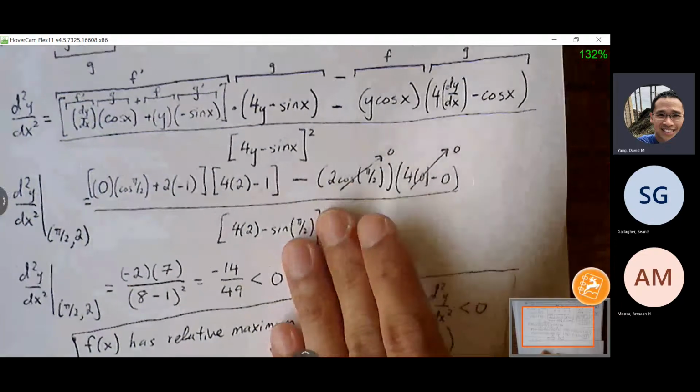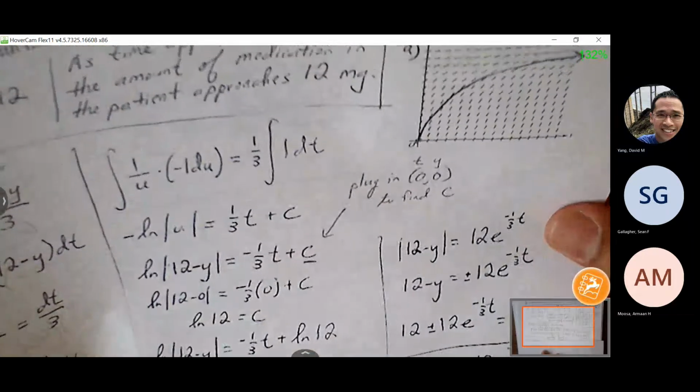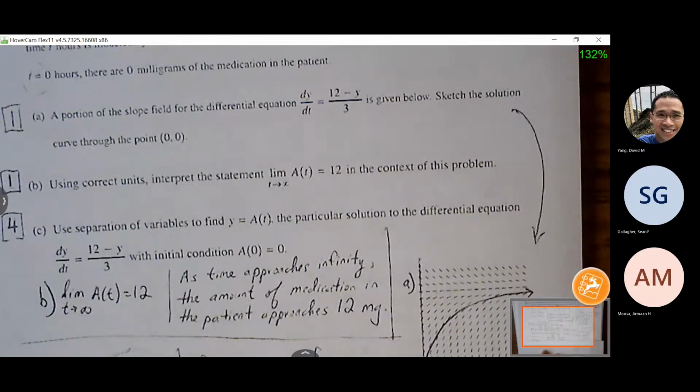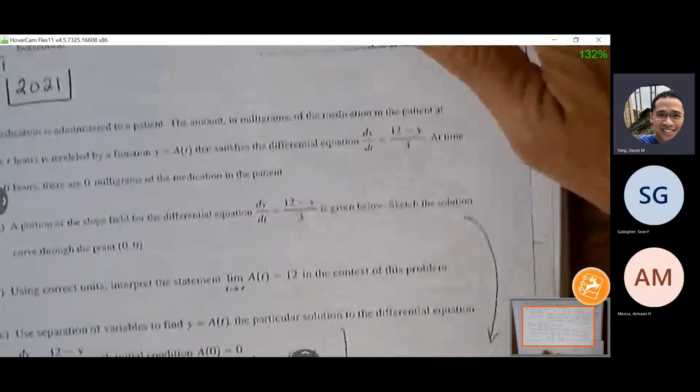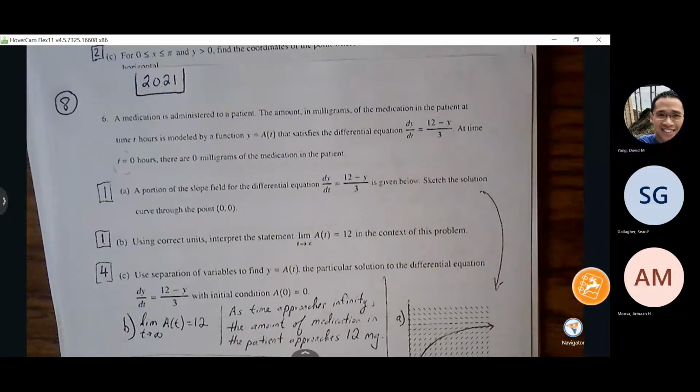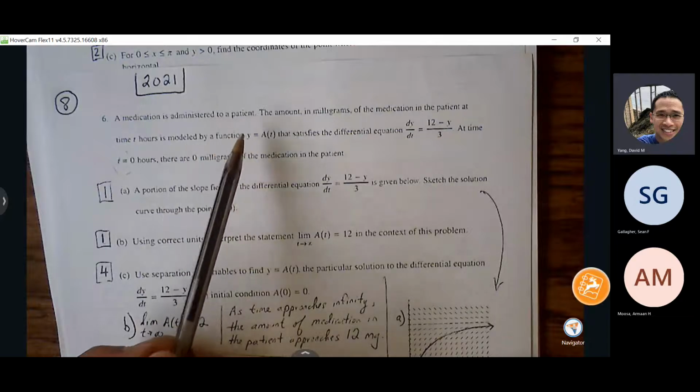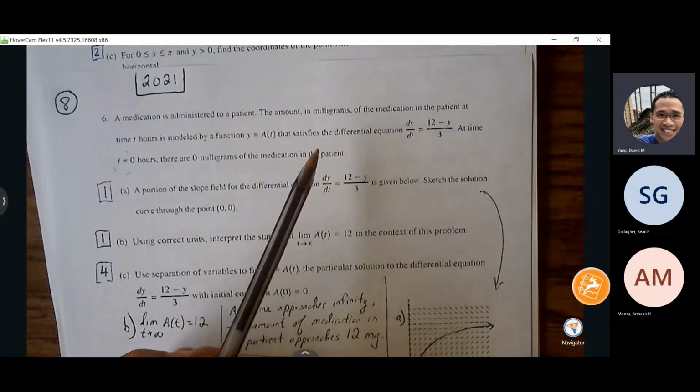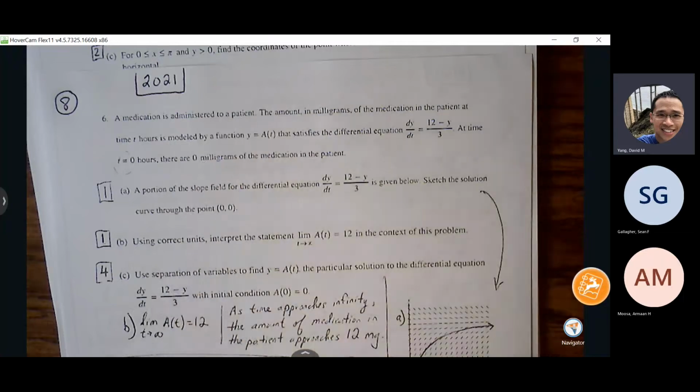Okay, number 6. Okay, a medication is administered to a patient. The amount in milligrams of the medication in the patient at time t hours is modeled by the function y equals A of t. It satisfies the differential equation. At time t equals 0, there are 0 milligrams of the medication in the patient.